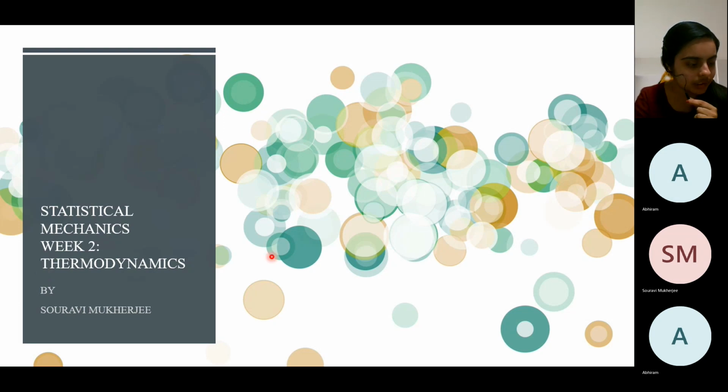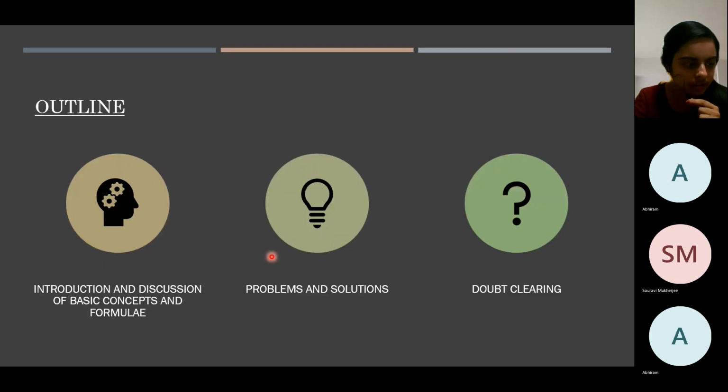Okay, so this is the second class, and here we will continue and extend what we were doing last time. The outline of this class is such that we will discuss some of the basic concepts and then we'll try to solve certain problems. I'll discuss the solutions and we'll work them out together. And then we will discuss if we have any doubts and try to clear them.